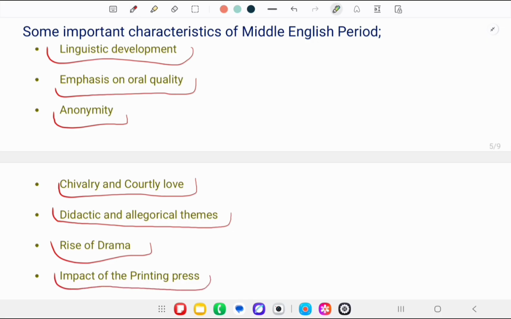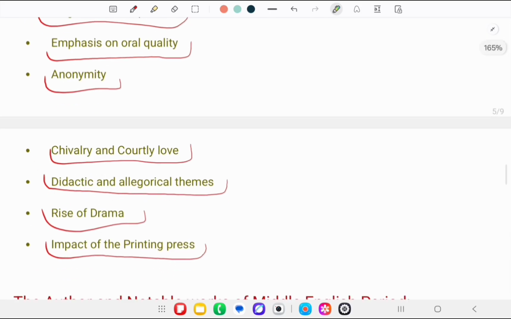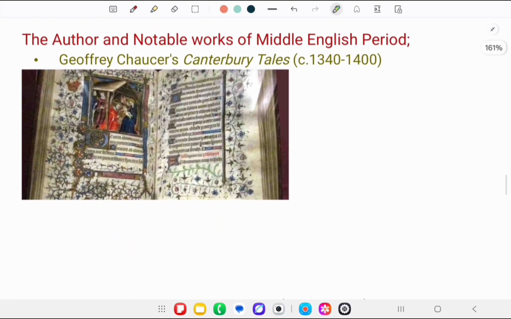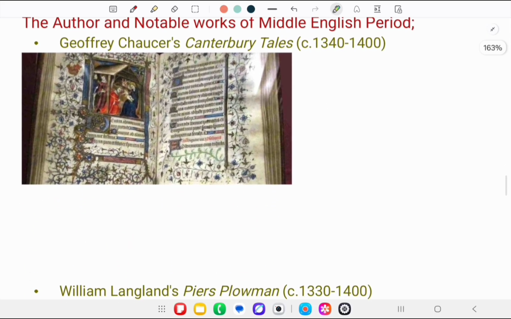After that, the impact of the printing press, which I already discussed in this lecture. So these all are the important characteristics of the Middle English period. And now we will discuss the authors and notable works of the Middle English era. In this series, first we will talk about Geoffrey Chaucer.